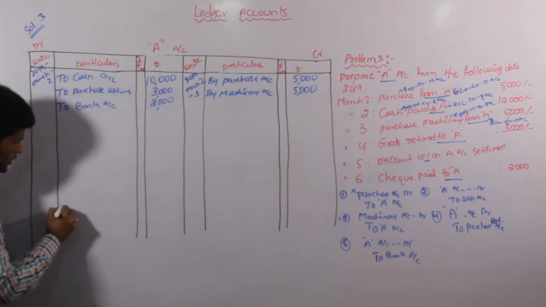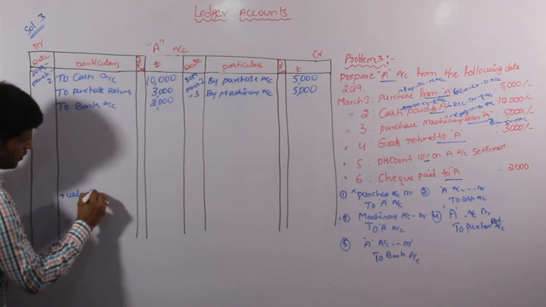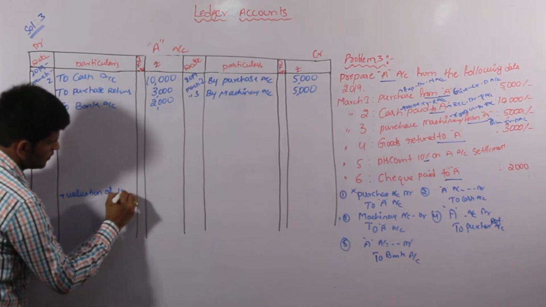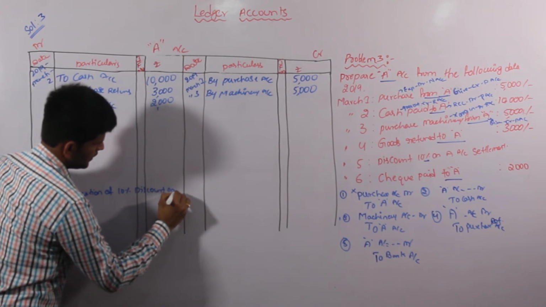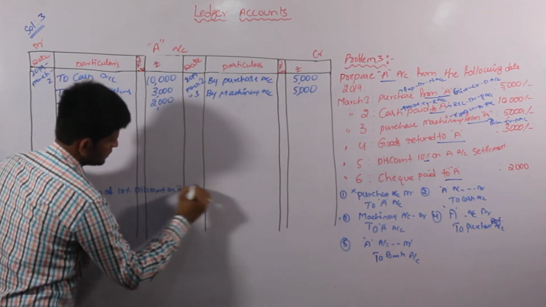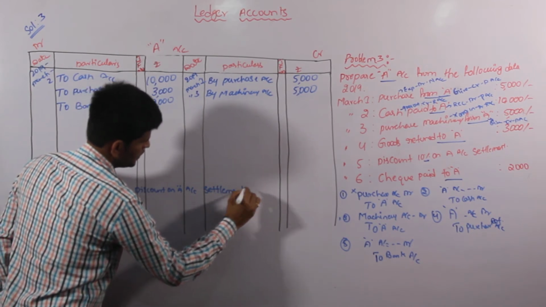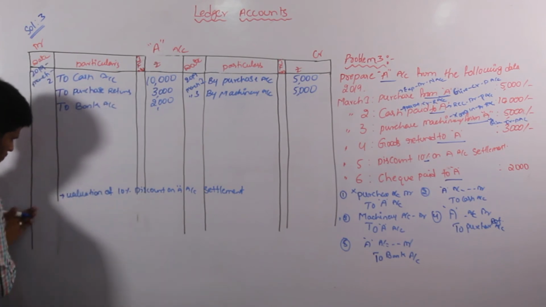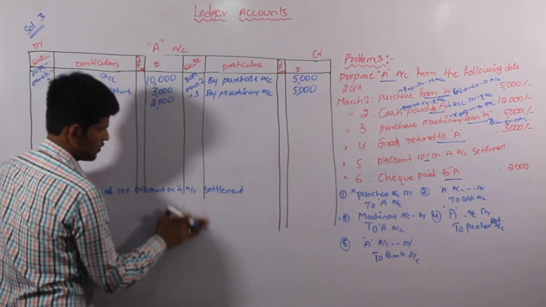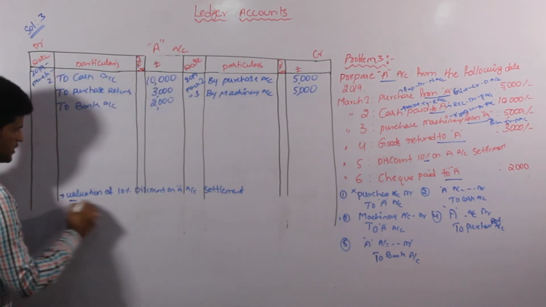So again we have to calculate. Here I am writing the valuation of the 10% discount on A account settlement. Right? So how do we do this procedure?